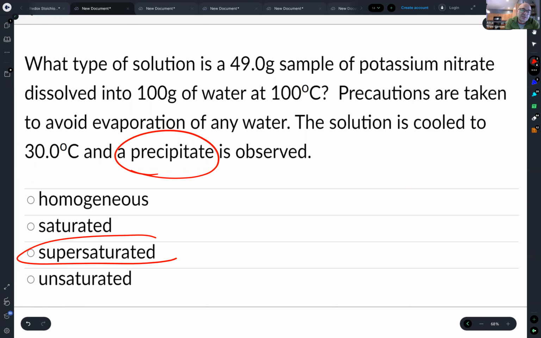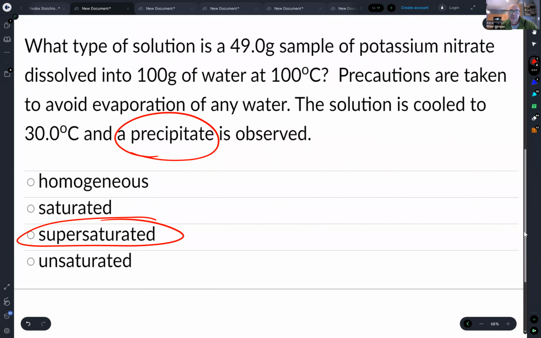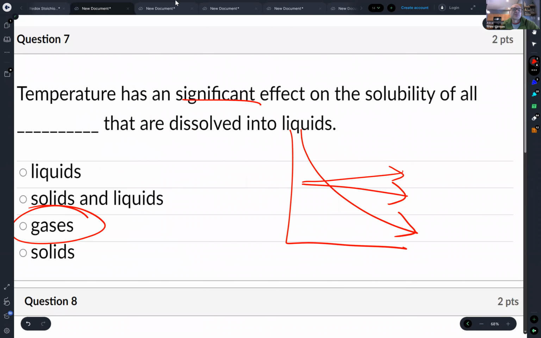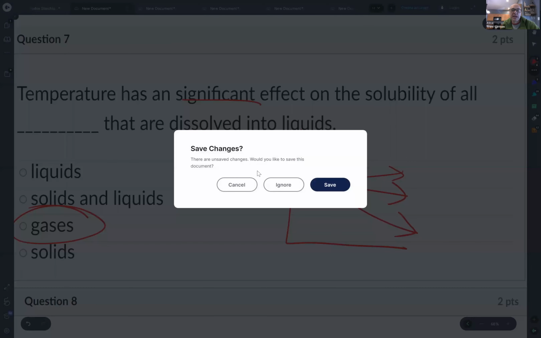Well, that means it was supersaturated. If it has a precipitate, it is supersaturated. All right, so that takes care of question 8. Let's jump on to 9.